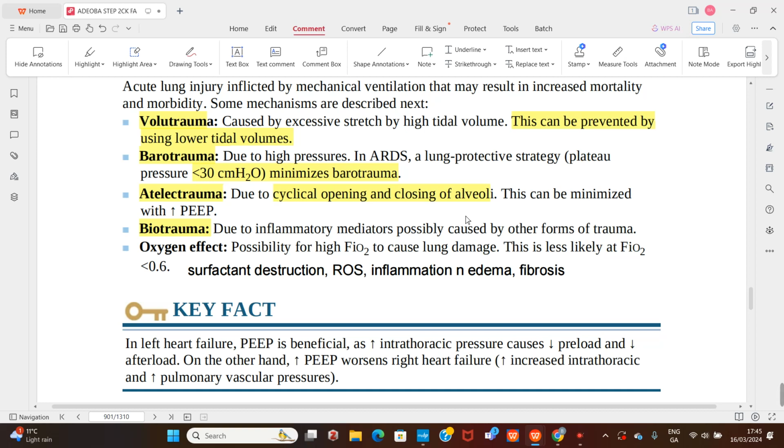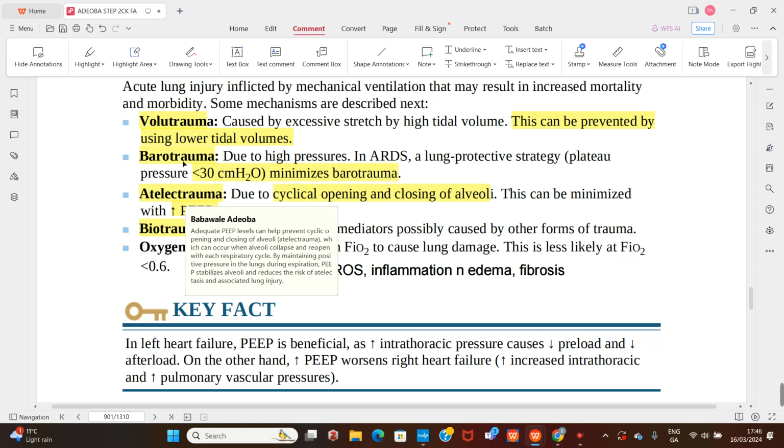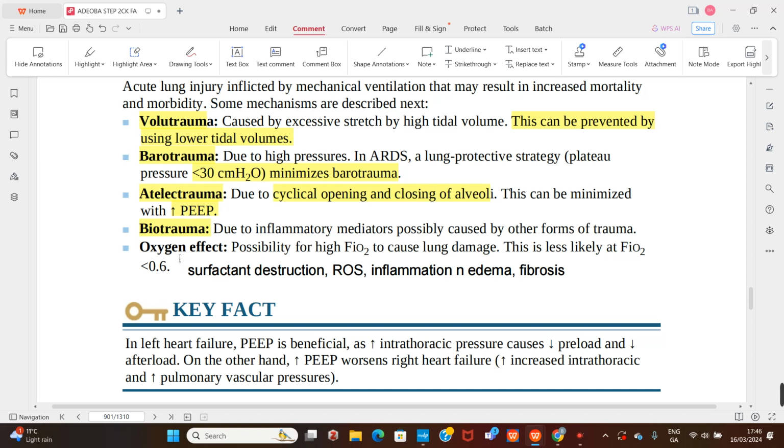So what you do is that you increase the PEEP so that there's a very low tendency of the alveoli to collapse at the end of expiration. So they remain patent and open. So you don't need to be opening and closing them every time. So that is atelectrauma. So barotrauma is usually a consequence of these three. Very common with volutrauma and atelectrauma.